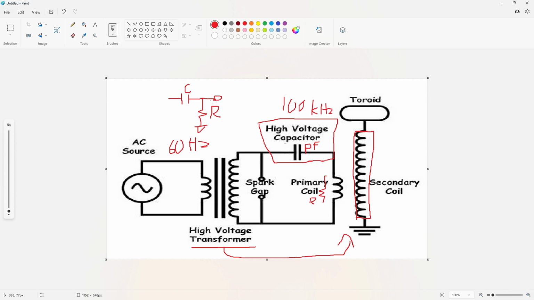Now, if it was a low pass filter, remember that it would be, what's a low pass filter look like? Well, the capacitor would be grounded, and you would have a resistor like this. Okay, and this is your high pass, and this is your low pass.